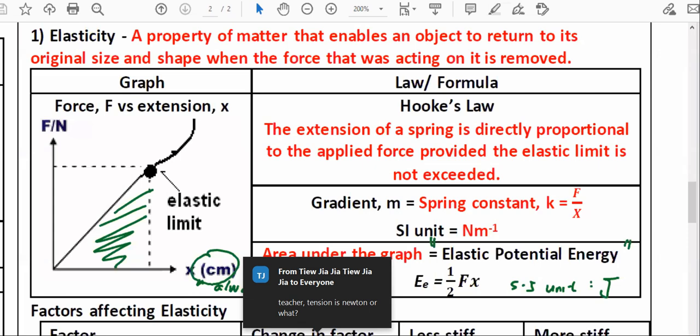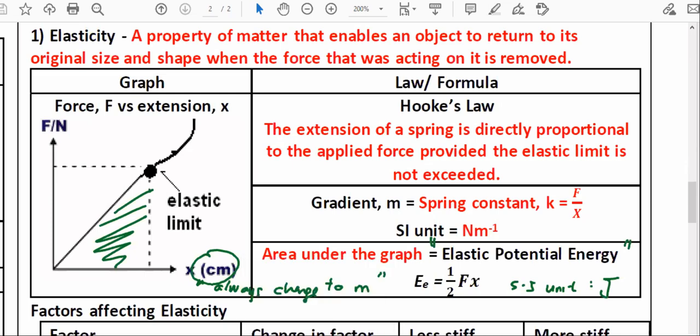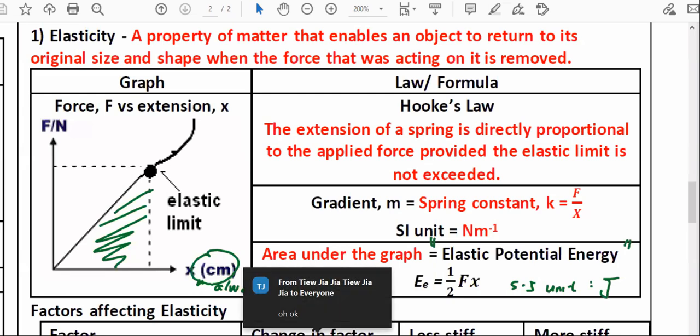Tension is also in Newton. They are a type of force. Tension, frictional force, gravity, weight. They are just different types of force only.